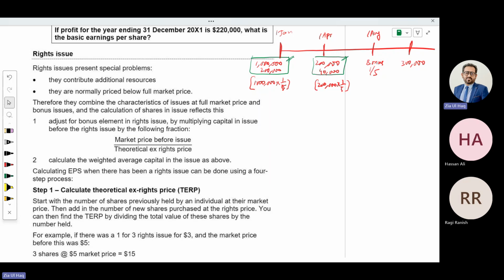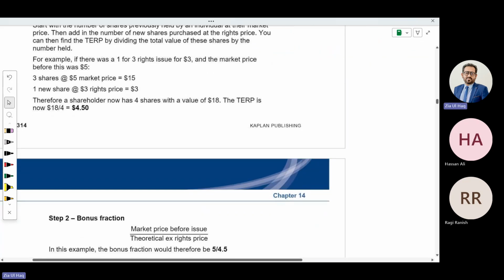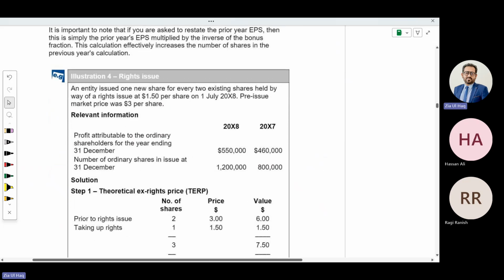A company wants to issue new shares, but before issuing to the general public, the company first offers them to its existing shareholders. And to existing shareholders, the company issues shares at a price lower than the market price. Suppose the market price of a share is 100. If the company issues shares to the general public, that will be at 100 per share. But to existing shareholders, the company provides some discount, say at 80 or 90. So a rights issue presents a special problem, the contribution of additional resources. Let's move towards a question statement.